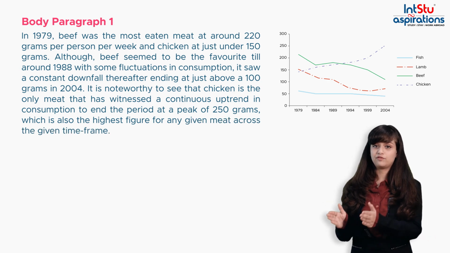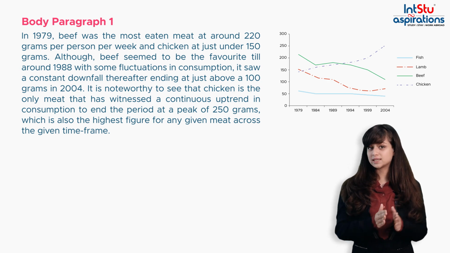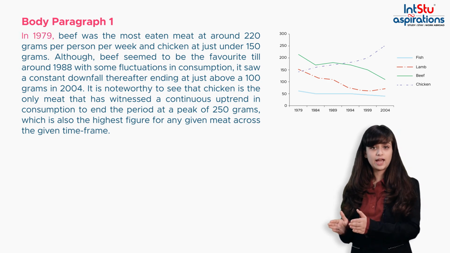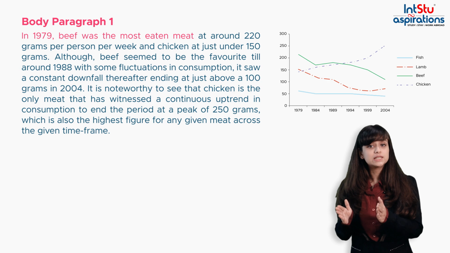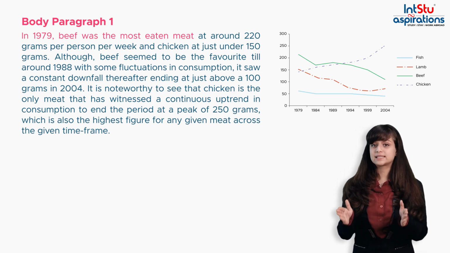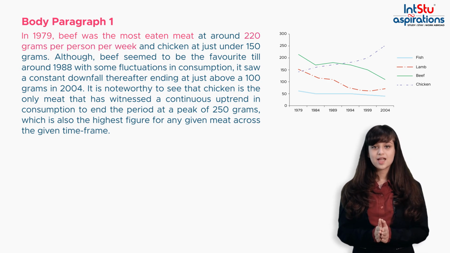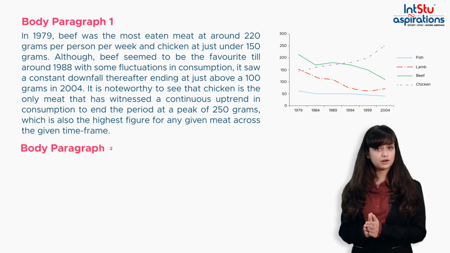the given time frame. Here, the trend is shown in the opening sentence. In 1979, beef was the most eaten meat is the trend shown, and the proof is given by stating the figure of 220 grams per person per week. Moving on to the next paragraph.